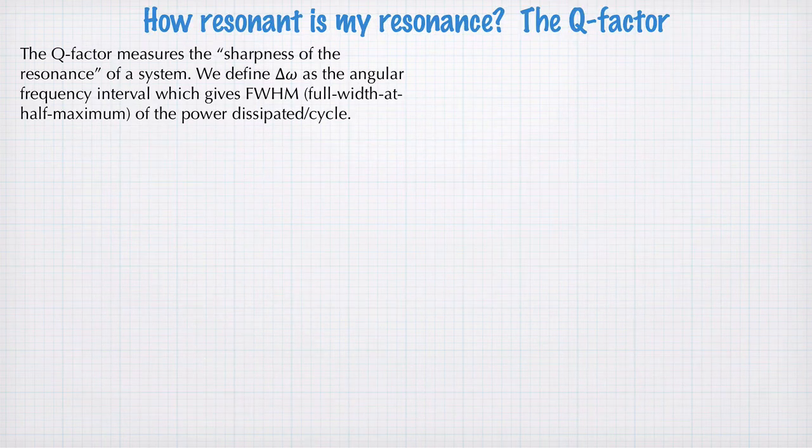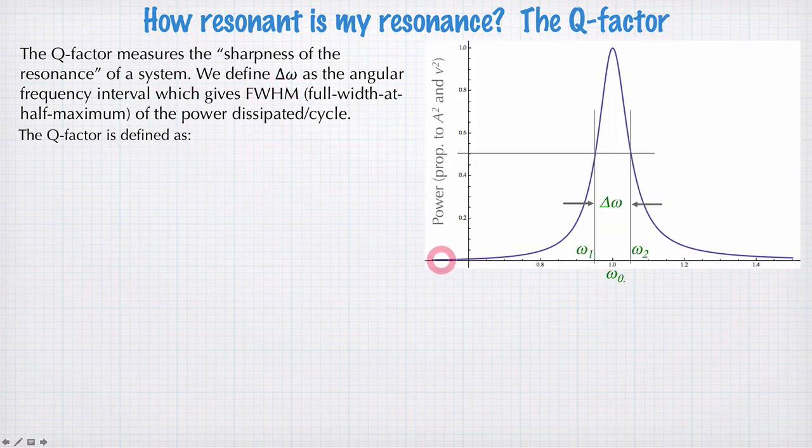Now we're going to ask the question, how resonant is my resonance? This is an introduction to the concept of a Q factor. The Q factor measures the sharpness of a resonance of the system. So let's think about a curve where we're driving a resonator, and we're increasing the driving frequency until we hit resonance. This is the resonant frequency. We go past resonance and the response drops.